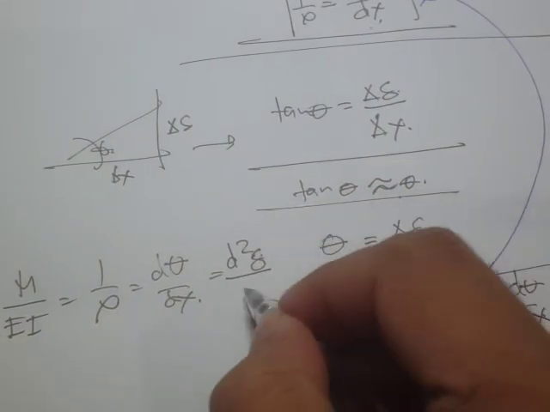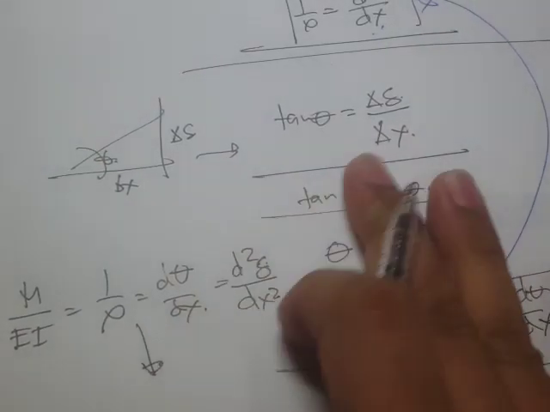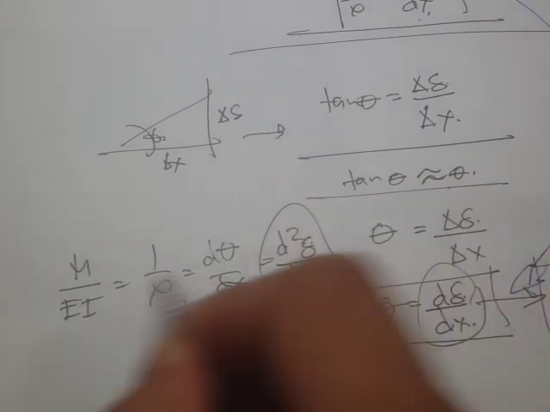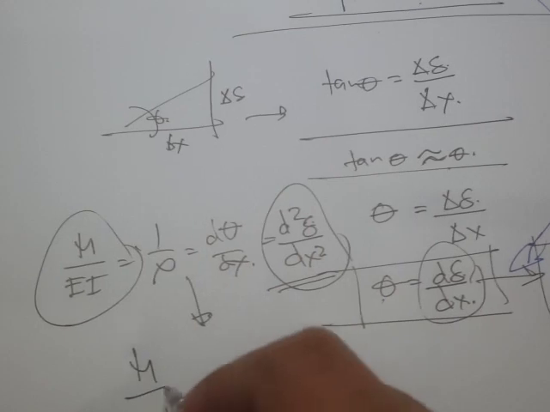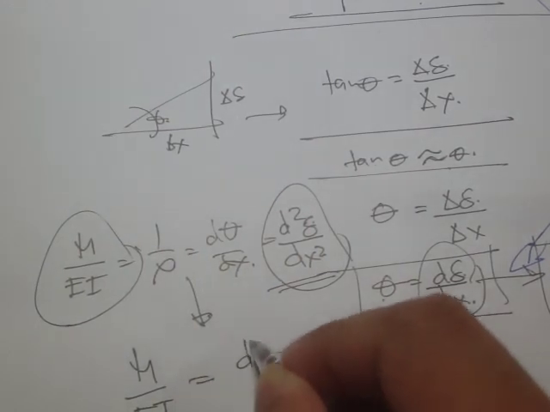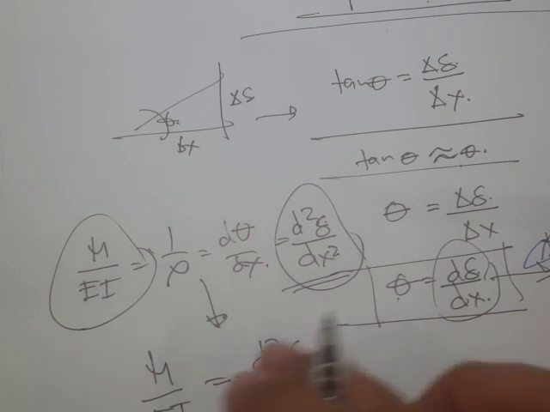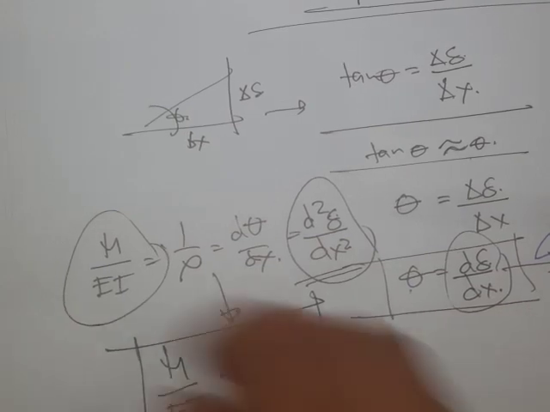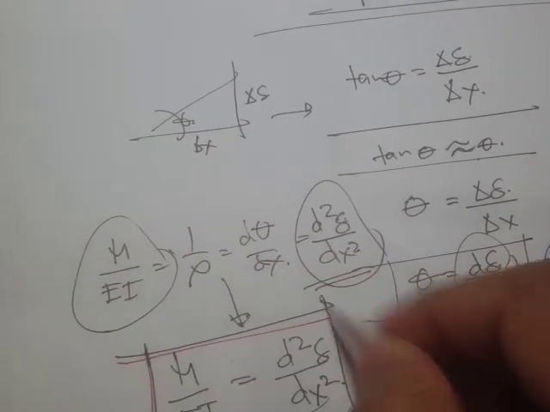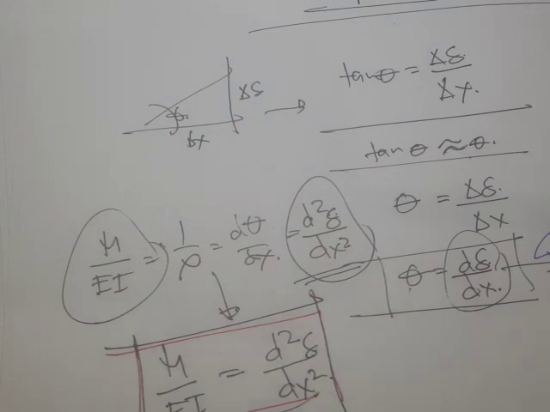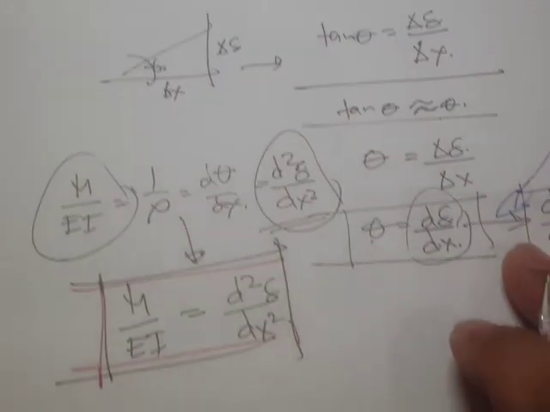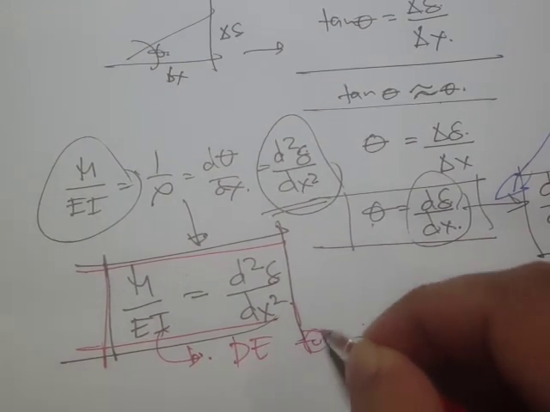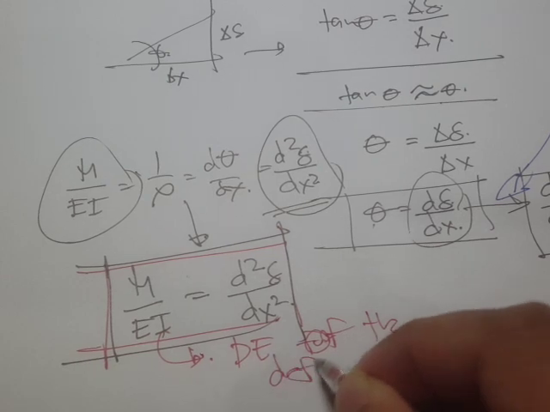D squared of the deflection divided by dx squared, and therefore if we simplify, if what we want is the deflection and the moment, then we'll use this and we end up with this equation. M all over EI is equal to the second derivative of the deflection with respect to x. So here's now our differential equation of the deflection curve. Okay, so let me write it here. This is the differential equation of the deflection curve.